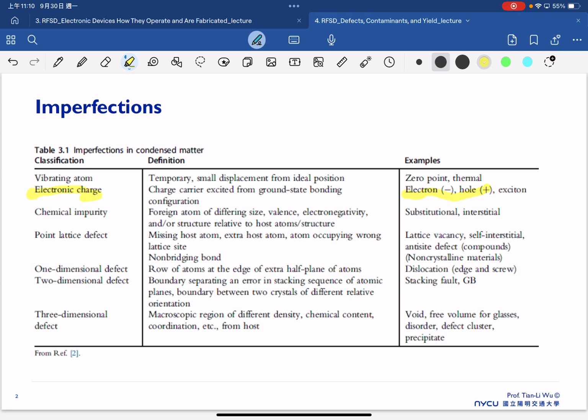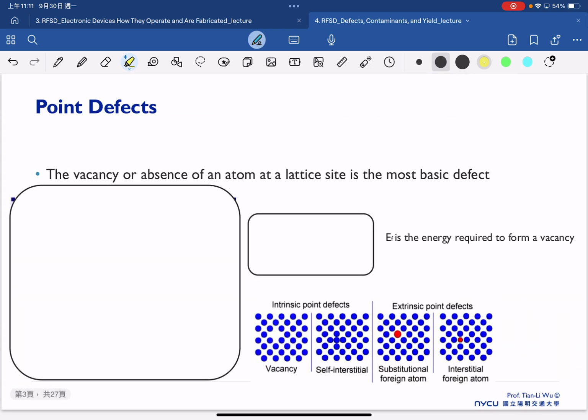Or we can have chemical impurity, we have point lattice defect, or we can have one-dimensional, two-dimensional defect, even three-dimensional defects. So basically, all these imperfections could happen in our semiconductor material. In the end, that will cause us reliability issues. So the first one we'll talk about is a point defect. Basically, the point defect is the vacancy or the absence of an atom at the lattice site. And this is the most basic defect here.